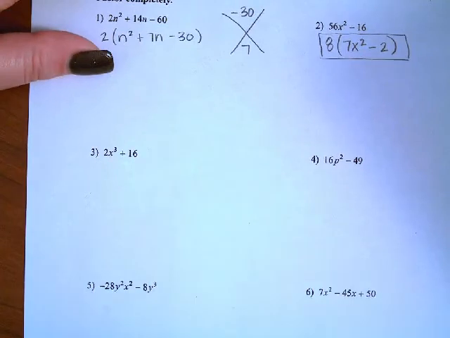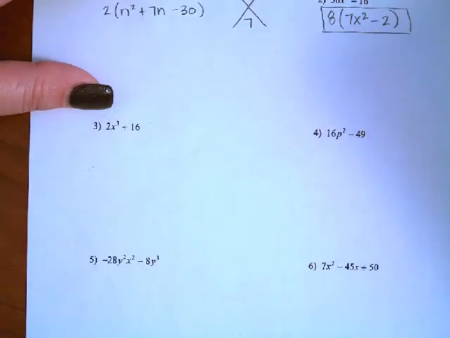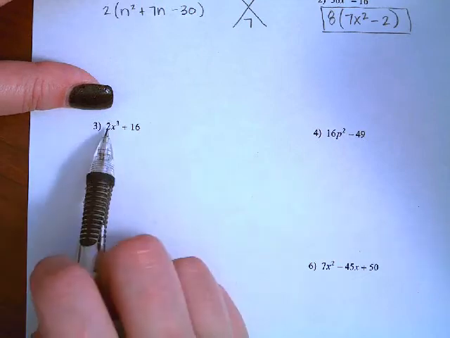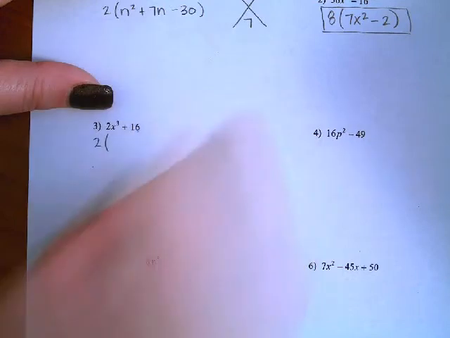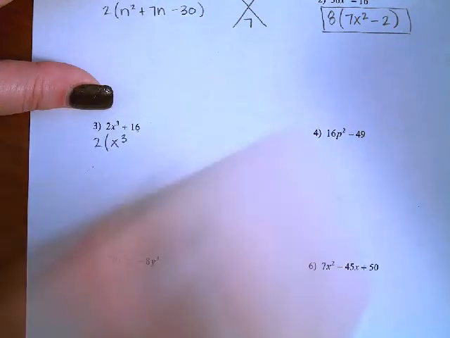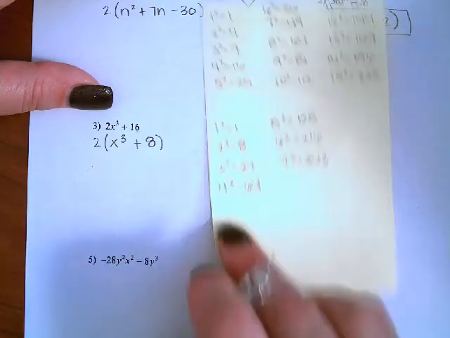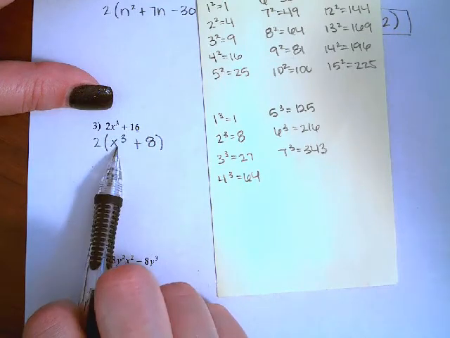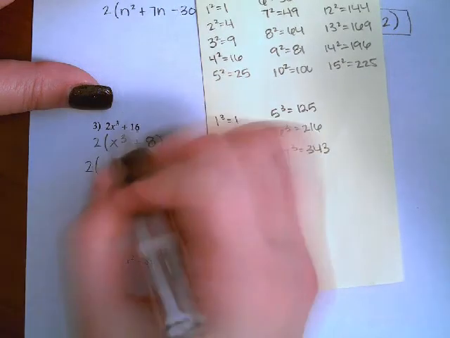All right, number 3. Here we have a binomial. We have to think GCF, difference of squares, sum or difference of cubes. For this one, I can see there's a GCF between these two terms: there's a 2 that I can take out. That leaves me with x to the third plus 8. Now when I look there, I can see that I have something cubed, and I have an 8, which is a perfect cube itself. So that means we're going to do the sum of cubes formula.